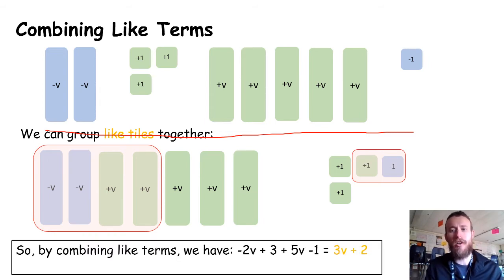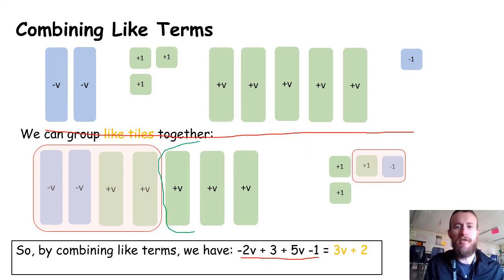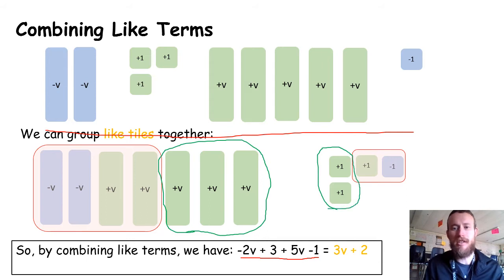So this is called combining like terms. And what we started with was negative 2v plus 3 plus 5v minus 1. But now we see that the only thing that's left is 3v tiles. So we have these 3 on the left, and we have 2 constant tiles. So the answer would be 3v plus 2.